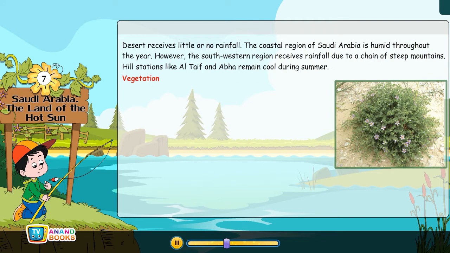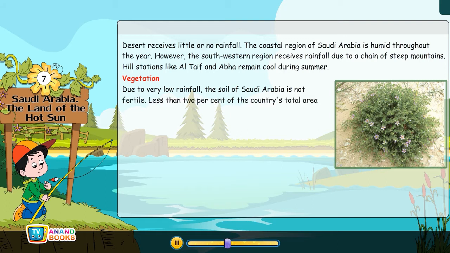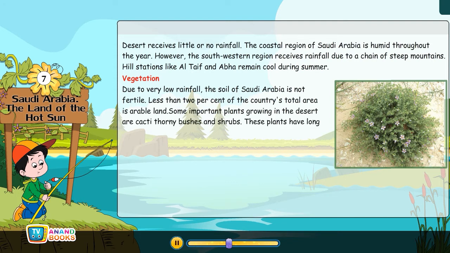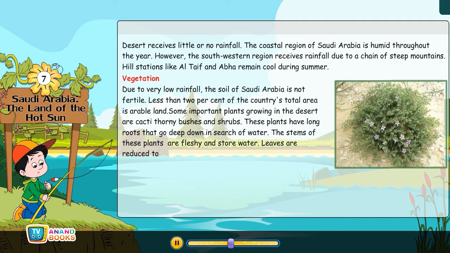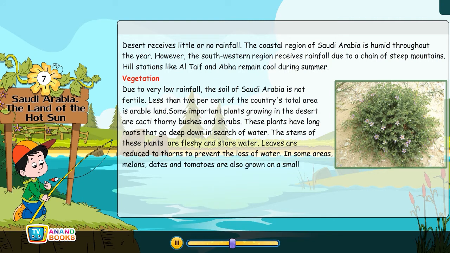Vegetation. Due to very low rainfall, the soil of Saudi Arabia is not fertile. Less than 2% of the country's total area is arable land. Some important plants growing in the desert are cacti, thorny bushes, and shrubs. These plants have long roots that go deep down in search of water. The stems of these plants are fleshy and store water. Leaves are reduced to thorns to prevent the loss of water. In some areas, melons, dates, and tomatoes are also grown on a small scale.